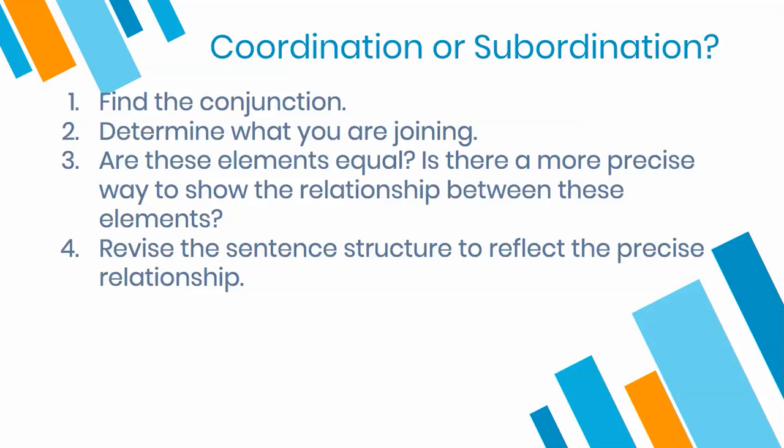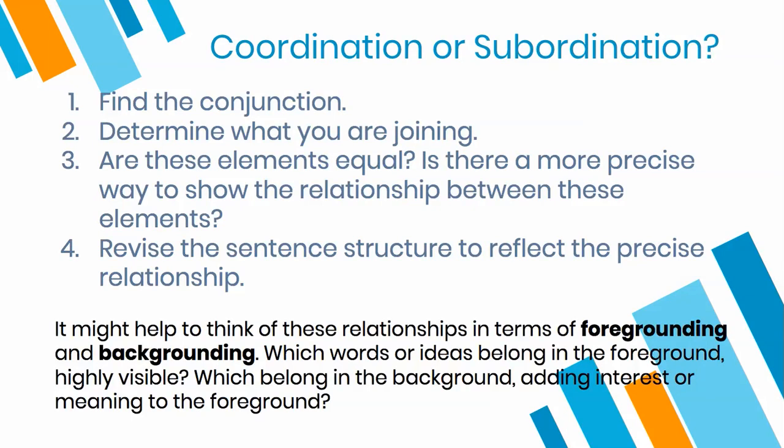If you're using a coordinating conjunction, it really needs to be in parallel structure anyway. If it's not, or cannot be made parallel, that's a good sign that these elements should not be joined with a coordinating conjunction, and that you need to find a more precise way to show the relationship between these elements. Once you figure out what that relationship is, you revise the sentence structure to reflect that relationship. And sometimes it involves a complete rewriting, and don't be afraid to do that. If you can make it better, if you can make it clearer, then that's what you need to do.